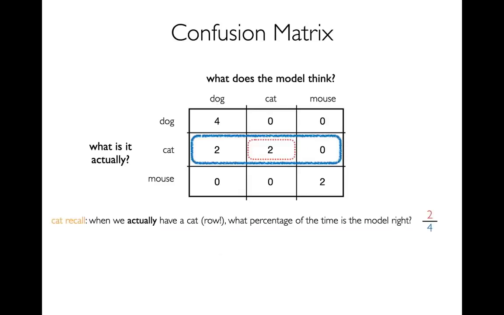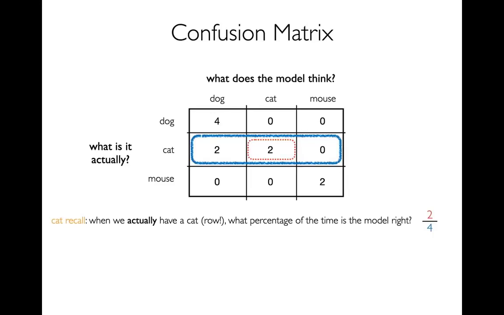So for precision and recall, it turns out we can actually have these metrics for each class. So I'm actually going to have 6 different metrics here. I have dog recall, cat recall, mouse recall, and then similarly dog precision, cat precision, and mouse precision. I'm just going to look at a few of these. So when I'm asking, what is the cat recall? What I want to know is when we actually have a cat, what percentage of the time is the model right? And since I'm asking about what is actually the case, what I'm really doing is dividing by the sum of numbers in a row.